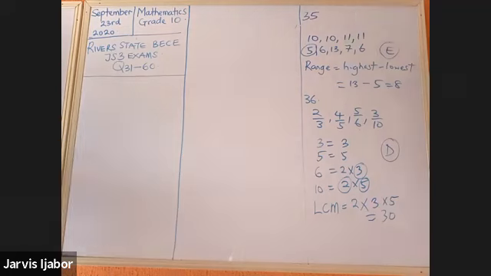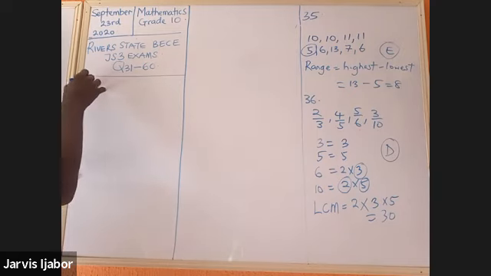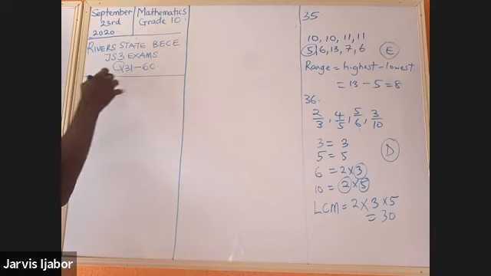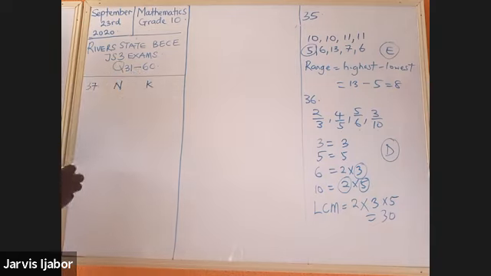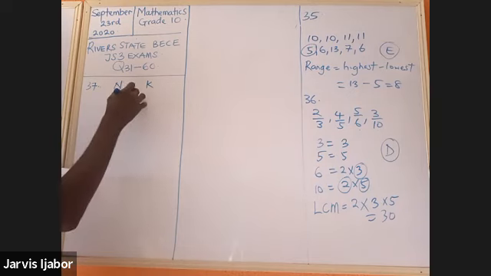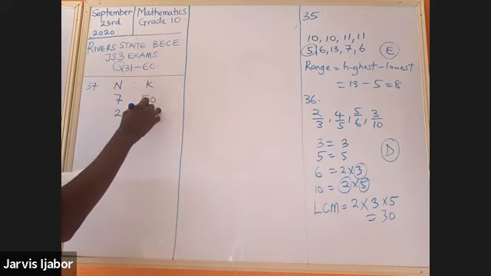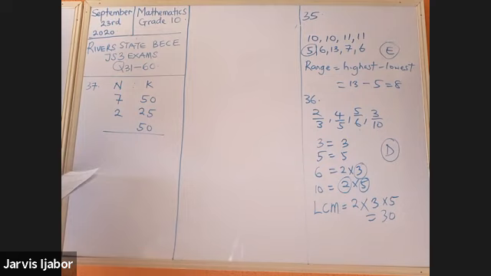Now in question 37, we are told to add the following. Now, those days in school, we usually have something like this, Naira and Kobo. This is 7 Naira, 50 Kobo. This is 2 Naira, 25 Kobo. This is 50 Kobo. We are told to add them and give our result in Naira.